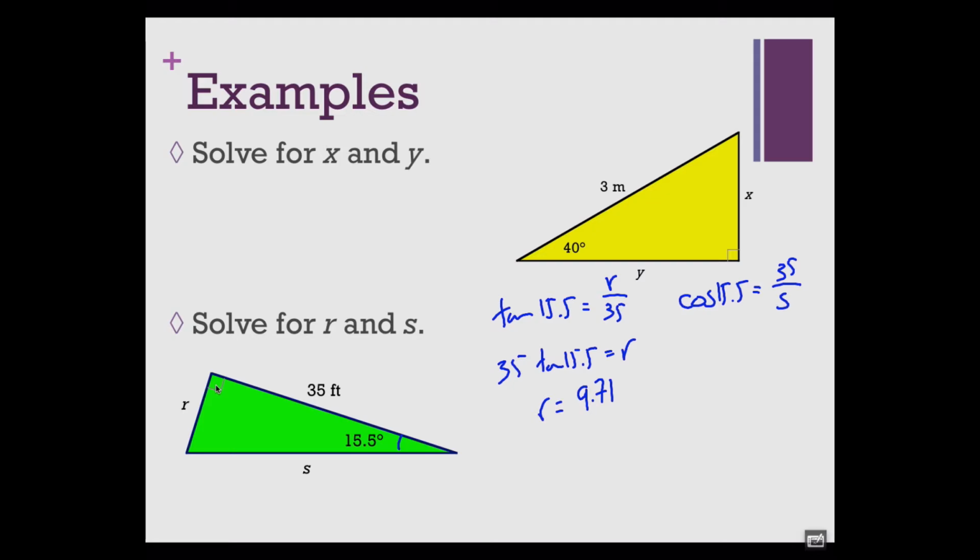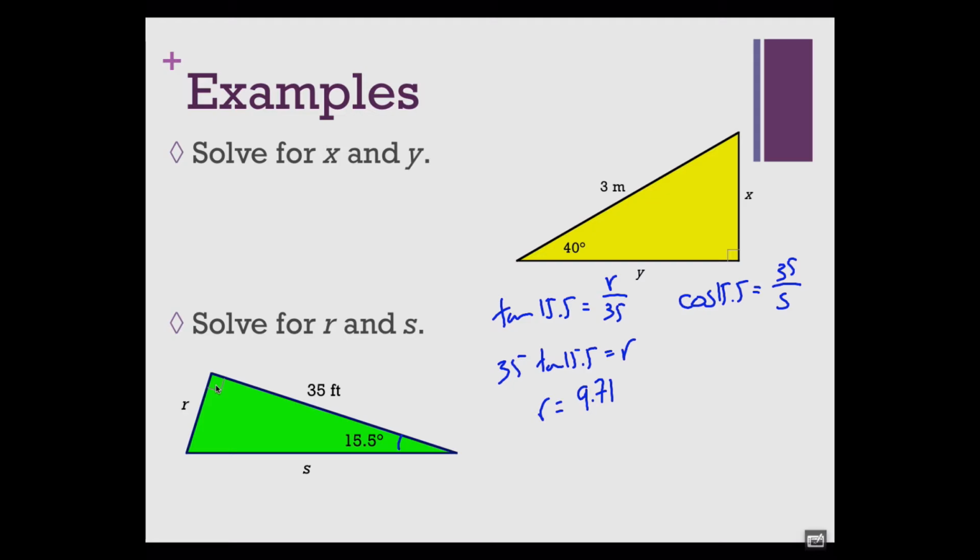Uh-oh. This one I didn't know what to do. 35 over S. How do I solve that? I'm not sure, but I just multiplied it by S over S because that's equal to 1, so that the S is crossed off, and it's cosine of 15.5 equals 35S. Nope. And then divided by.